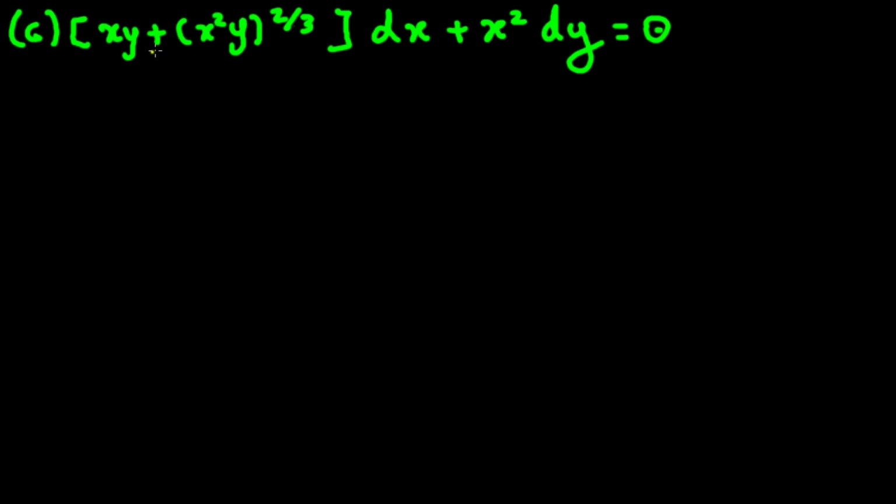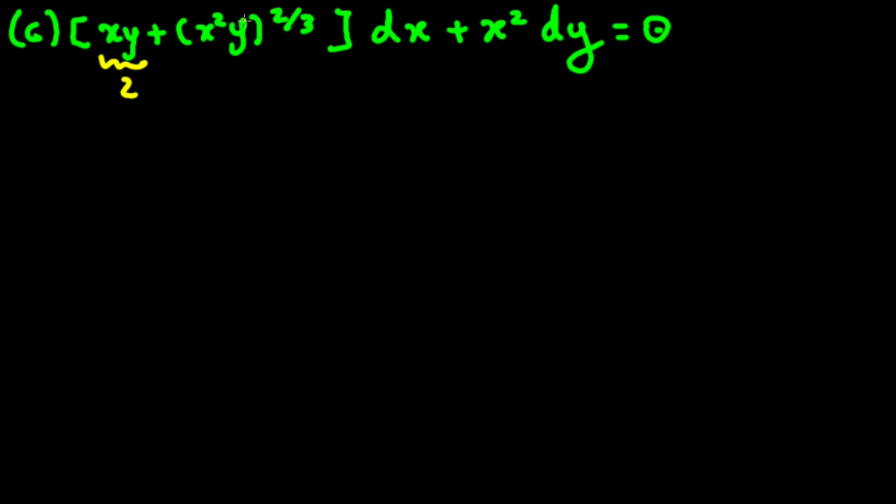Here we have xy plus x square y power 2 over 3 dx plus x square dy is equal to 0. Now this is Bernoulli's, and also this is homogeneous. Now it's easy to prove this is homogeneous. For homogeneous, what we have to have is all the powers must be equal. xy, what is the power? 2, right? x square times y, and then y power 2 over 3.